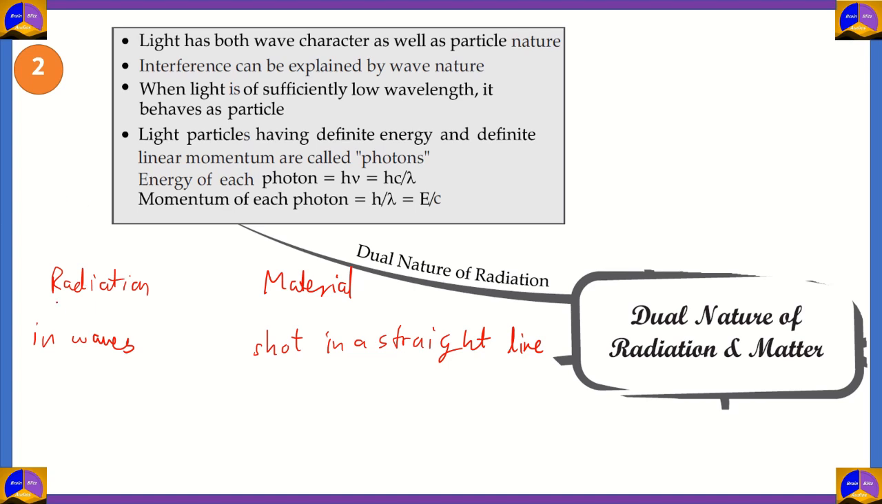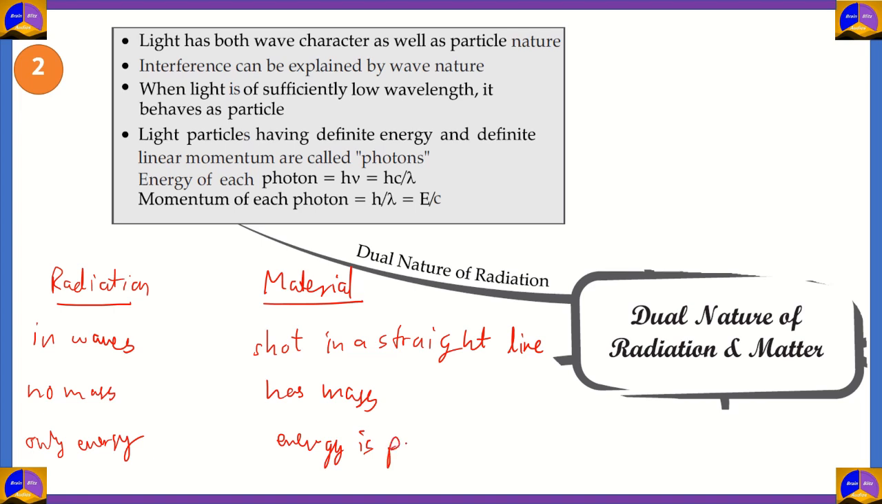Next, when it comes to radiation, there is no property called mass. So radiation has no mass, while material has mass. Material is what matter is made of. So matter is something that has mass and occupies space. In radiation, there is only the presence of energy, while in matter you can actually convert mass to energy and vice versa. So energy is present alongside other properties such as mass, charge, etc.